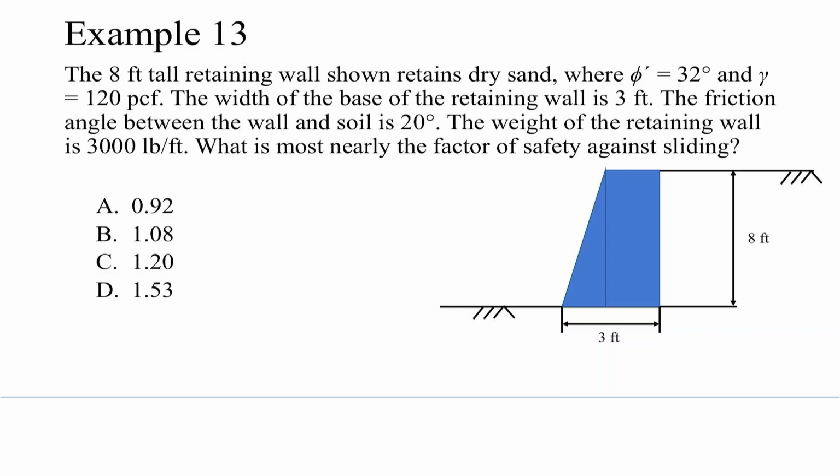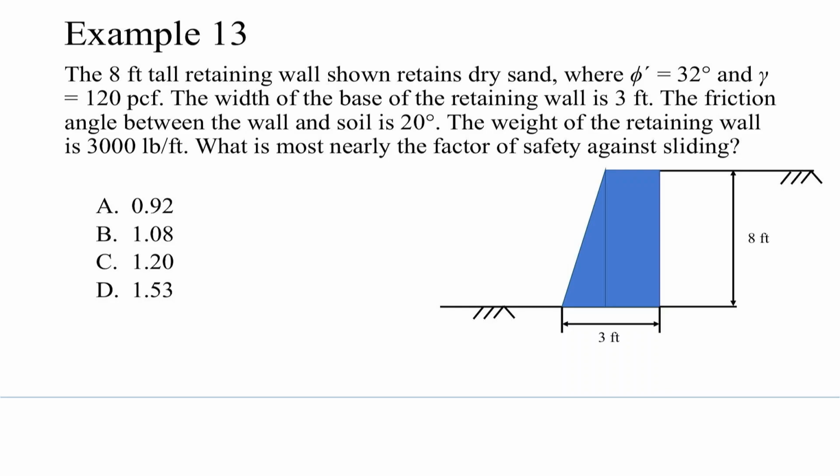Okay, so let's look at example number 13. This one is very similar to the problem we just worked. And instead of asking for the overturning moment, this one is asking for the factor of safety against the sliding. So feel free to pause the video for a couple of minutes and work on the problem, and we'll be back.